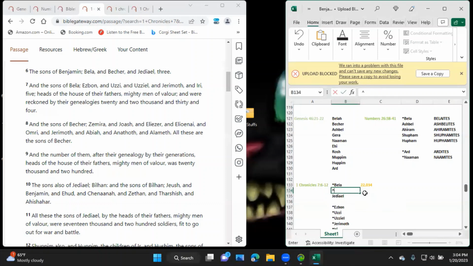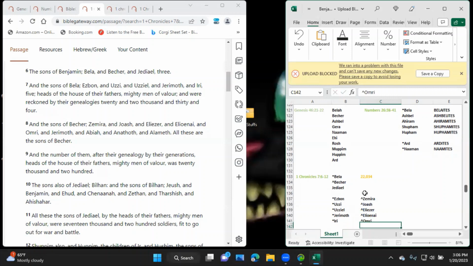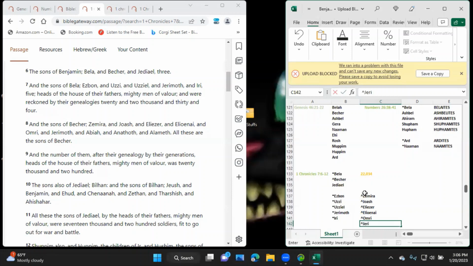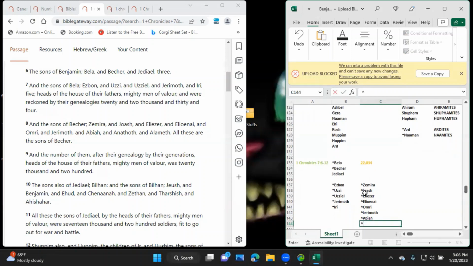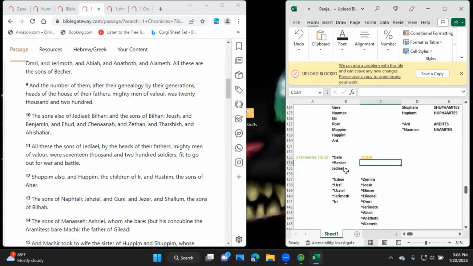Moving on to Beker, we will indicate with a different symbol. Verse 8, and the sons of Beker: Zemira, Joash, Eliezer, Elioenai, Omri, Jeremoth, Abiah, Anathoth, and Alameth. All these were the sons of Beker. And the number of them, after their genealogy, by their generations, heads of the house of their fathers, mighty men of valor, was 20,200. Verse 10. The sons of Jediel.